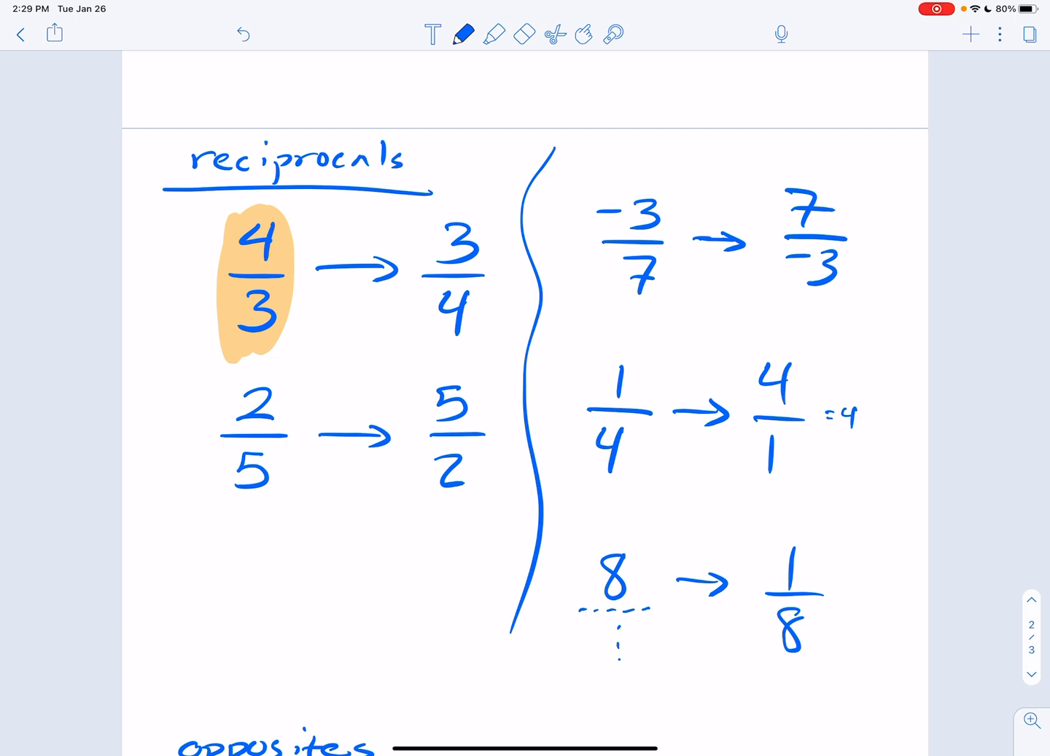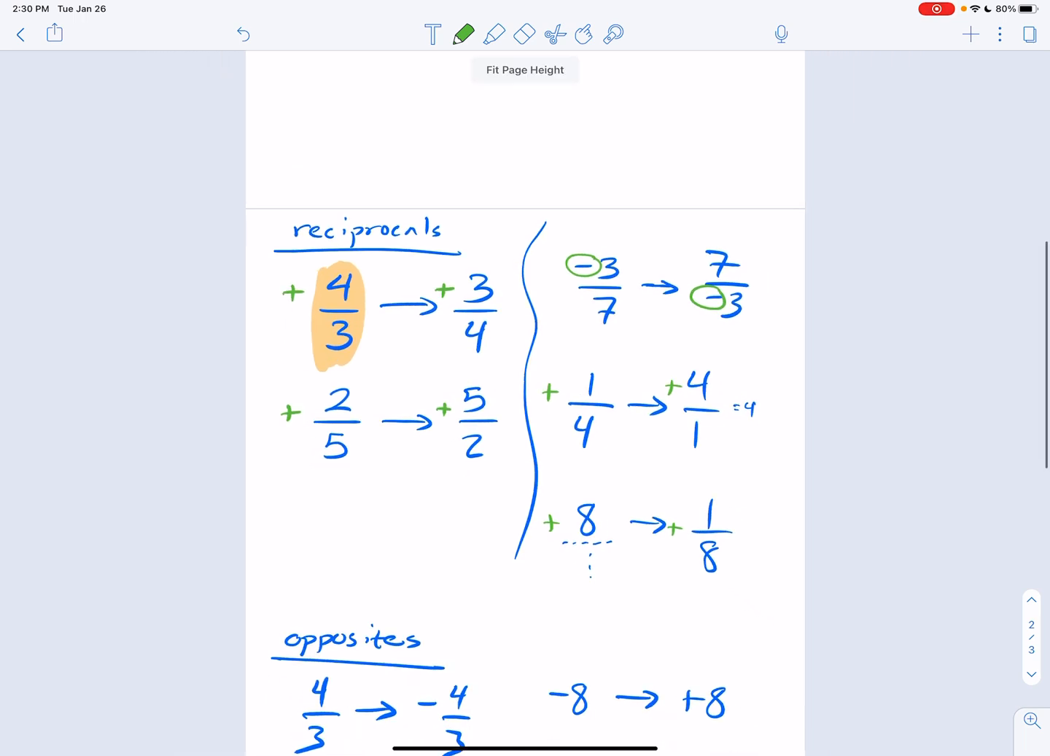Okay, so the question is, when you take a reciprocal, do you change your signs? And the answer is no. Take a look. Positive 4/3 ended up being positive 3/4 when you take the reciprocal. Positive 2/5 became positive 5/2. Negative 3 over 7 ended up with a 7 over negative 3, right? So negative stayed a negative. Positive stays a positive. So when you take the reciprocal, the sign doesn't change. So just remember that, okay?